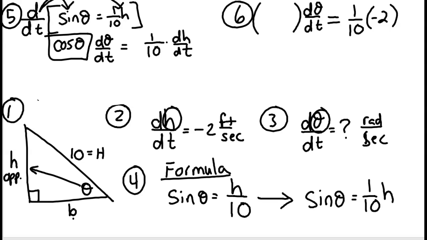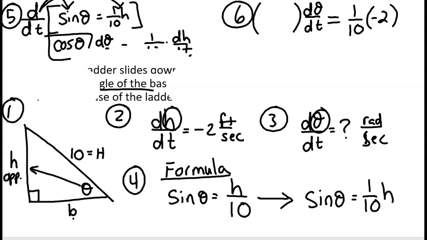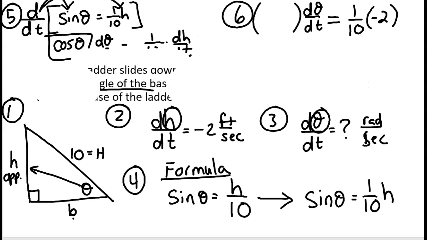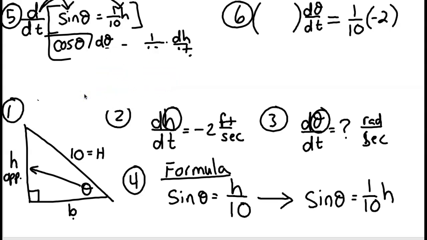So in the word problem, which I have erased, let me get rid of all my stuff and I'll reread it to you. They tell us an extra piece of information, like they usually do. They tell us that we want to find this rate at the time when the base of the ladder is 6 feet away from the wall. So if I go back to our picture here, where does that 6 go on my picture? That 6 would be the value of b. That's the distance of the ladder's base away from the wall.